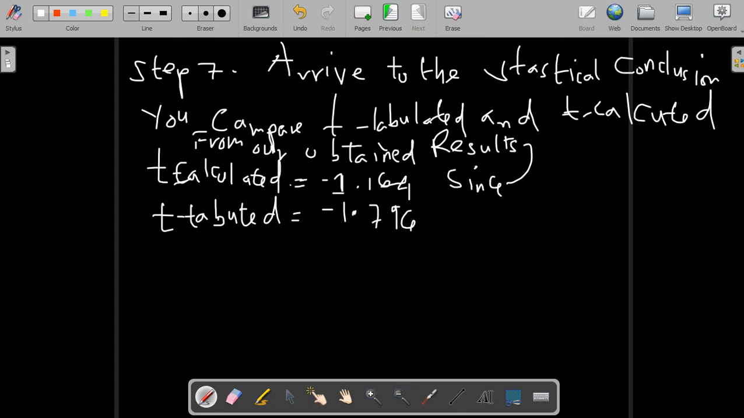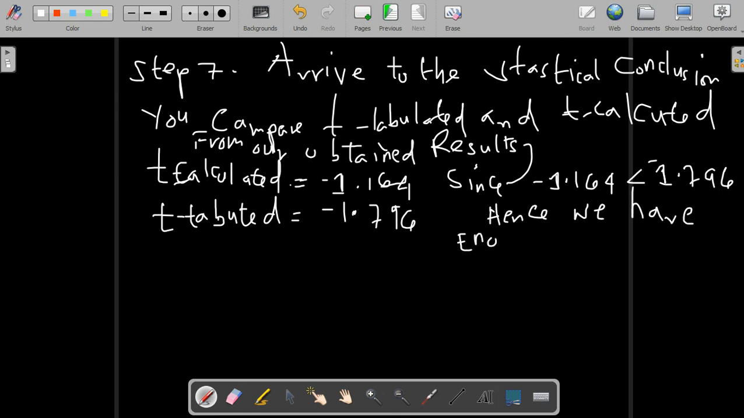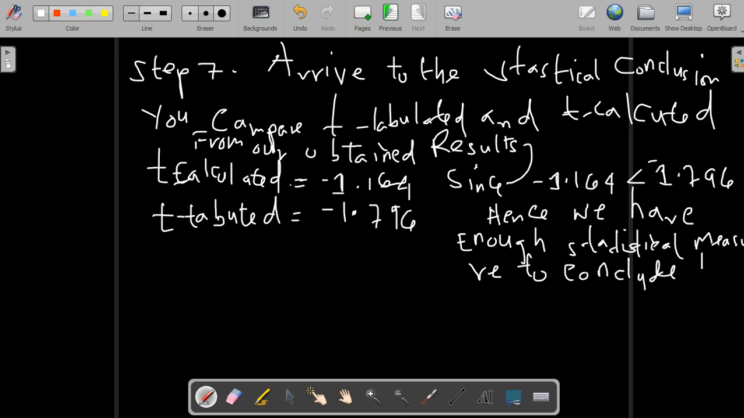So we compare now. Since our T calculated, which is negative 1.164, is not less than our T tabulated, negative 1.796, we have enough statistical evidence to conclude that we accept the null hypothesis at the level of significance, which is equal to 0.05.